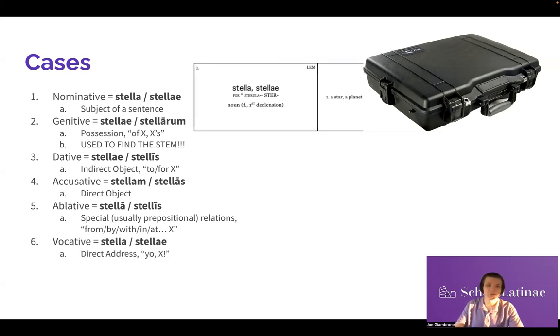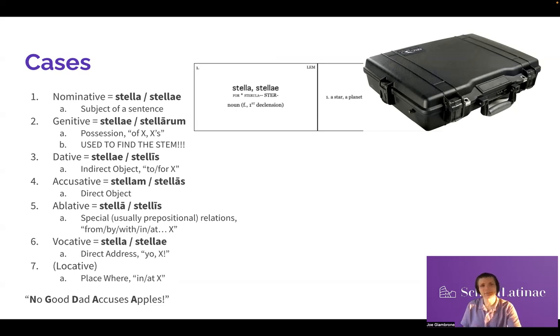Vocative is when you are trying to say, yo, star, and directly address that noun. And then locative is only used for a couple words, and that is used to just say place where. Oftentimes words will just use the ablative for that though. So the way I remember the order of cases: no good dad accuses apples. You will see the first five cases at least in that order in pretty much any Latin textbook you look at.